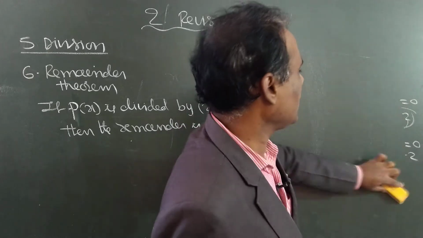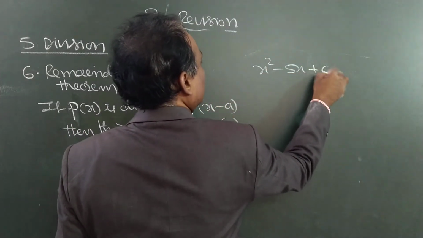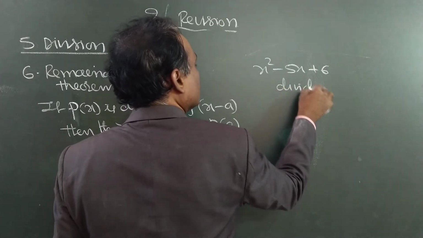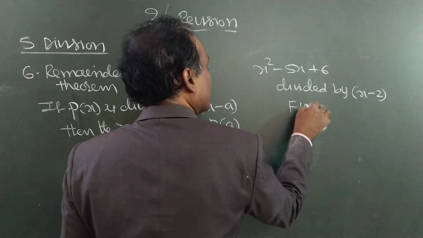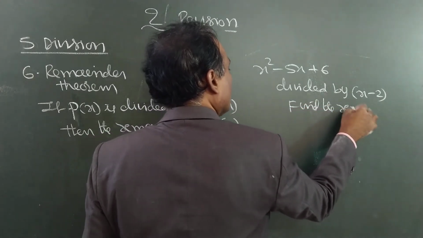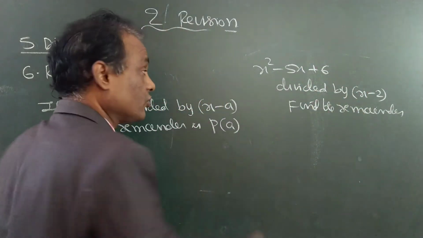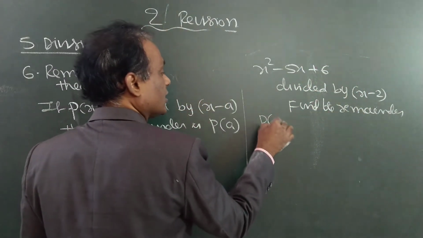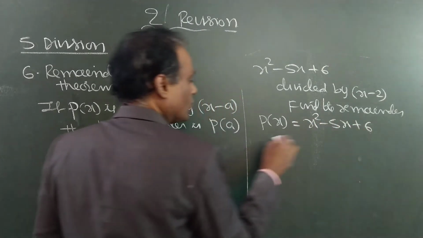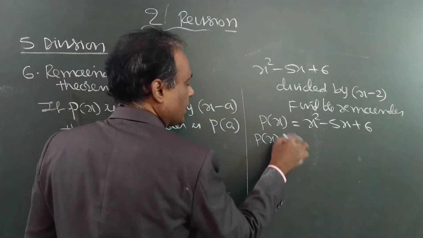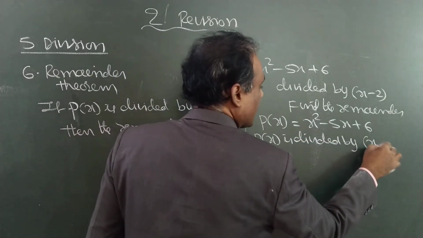Suppose x square minus 5x plus 6 is divided by x minus 2, find the remainder. This is the question. If this is divided by x minus 2, what is the remainder? So I am taking the polynomial as p of x, and I am dividing p of x by x minus 2.